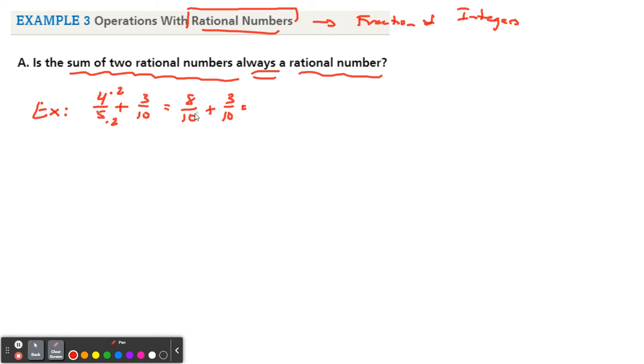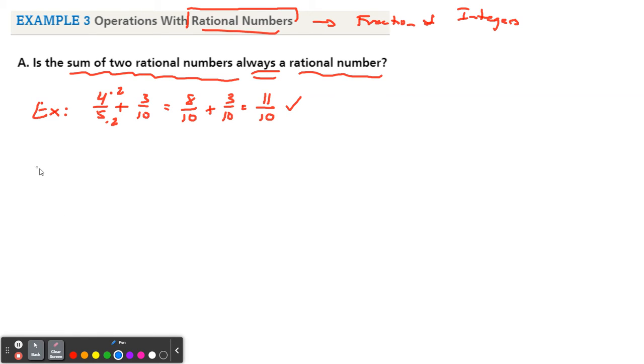So you combine the tops. 8 plus 3 is 11. The bottom stays 10. So in this case, you had two rational numbers that got added together, and you got another rational number. So this example works. But this is just one example. We want to know if this will work for every number. So we're going to use variables. This might be a little bit whacked out for you, but we're going to go there.